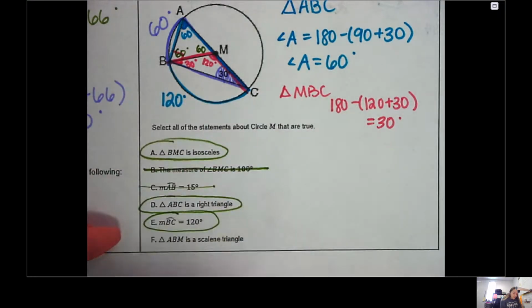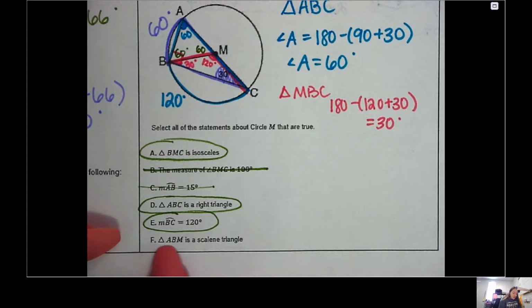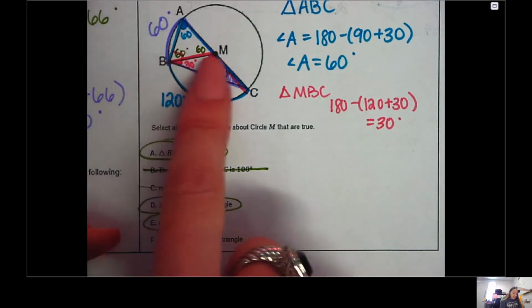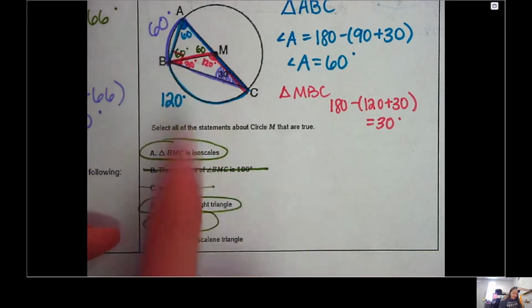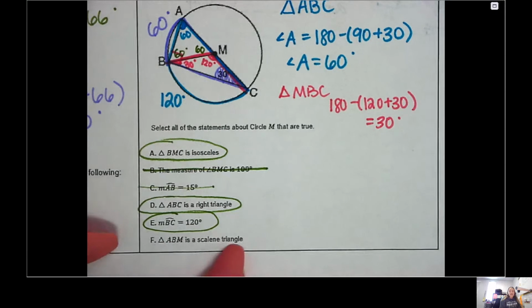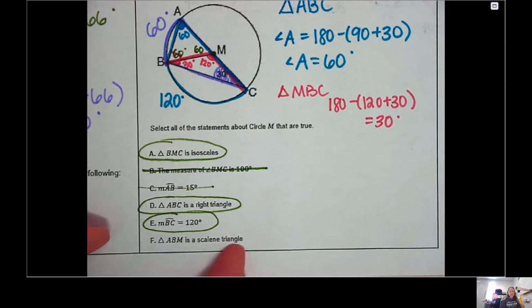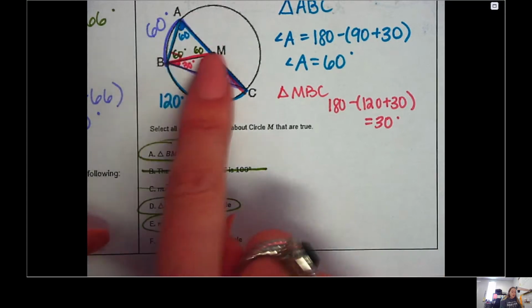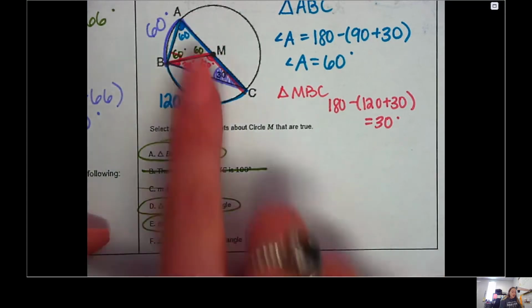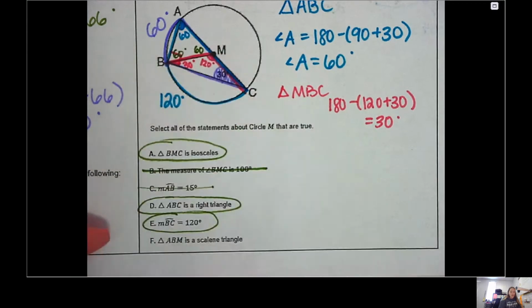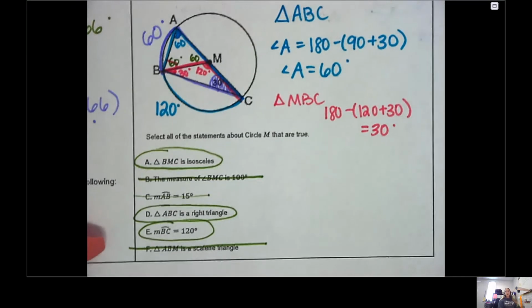So that's also true. And triangle ABM, so this little guy up here, the 60, 60, 60 triangle, is a scalene triangle. Well, scalene means none of the angles or sides are the same. This is an equilateral triangle because all of these are the exact same angle measure, so everything about it should be the same. So this is not a scalene triangle. That's false. Woo, a lot of work.